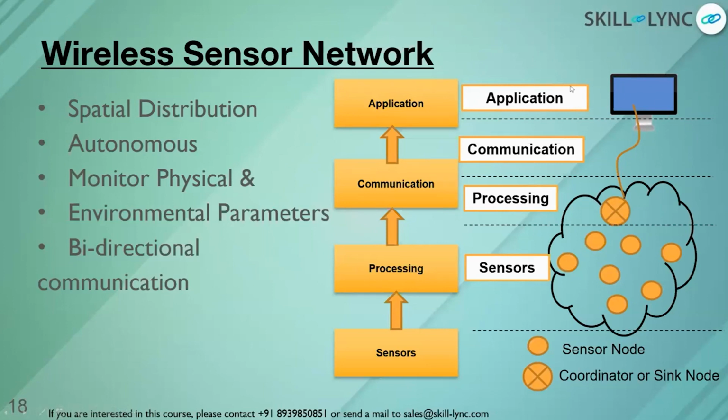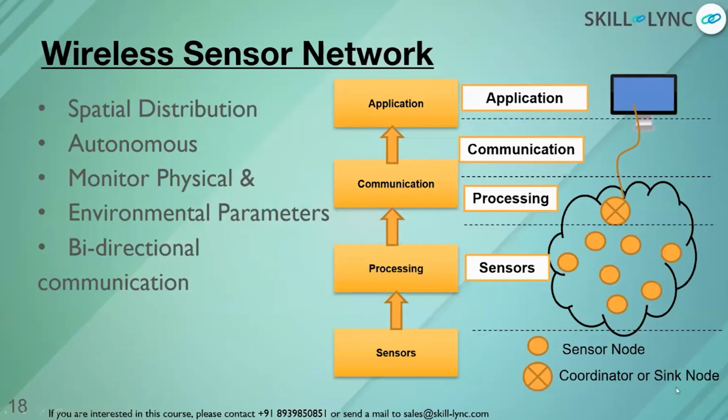This layer is called the application layer. So I repeat, the base layer is the sensor layer, where you get the raw data out of the sensors. The data will be processed in the coordinator layer, where all these spatially distributed electrodes or sensors will be connected to this particular sync node. From the sync node, it will be wired to the remote station. So the communication layer and application layer are as follows.